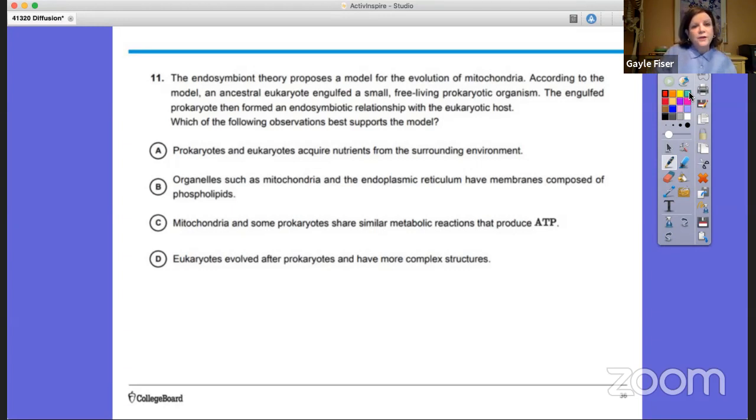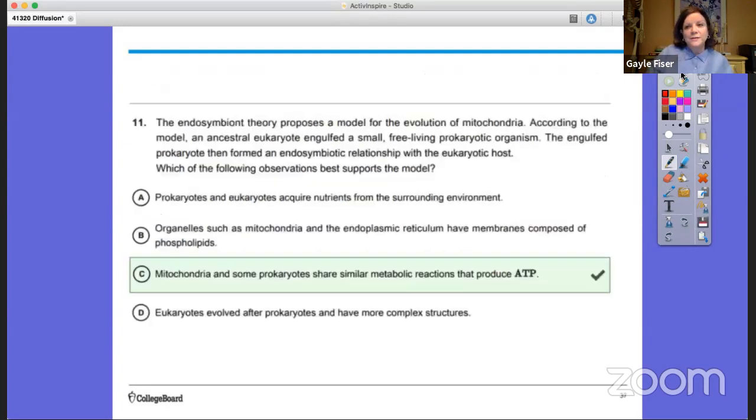A, prokaryotes and eukaryotes acquire nutrients from the surrounding environment. B, organelles such as mitochondria and the endoplasmic reticulum have membranes composed of phospholipids. C, mitochondria and some prokaryotes share similar metabolic reactions that produce ATP. And D, eukaryotes evolved after prokaryotes and have more complex structures. I'll give you just 5 seconds on that one. And I hope you chose C.